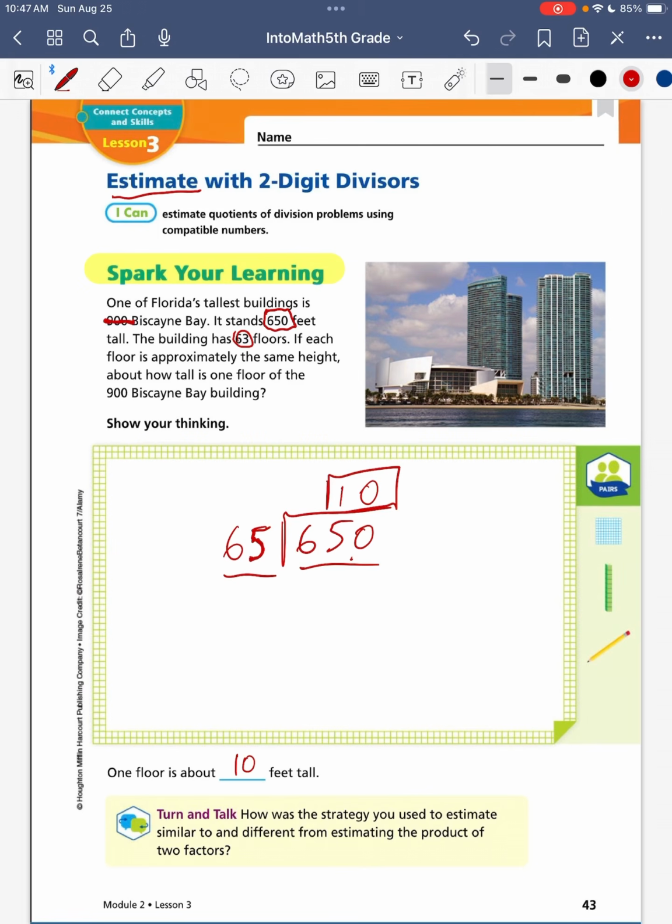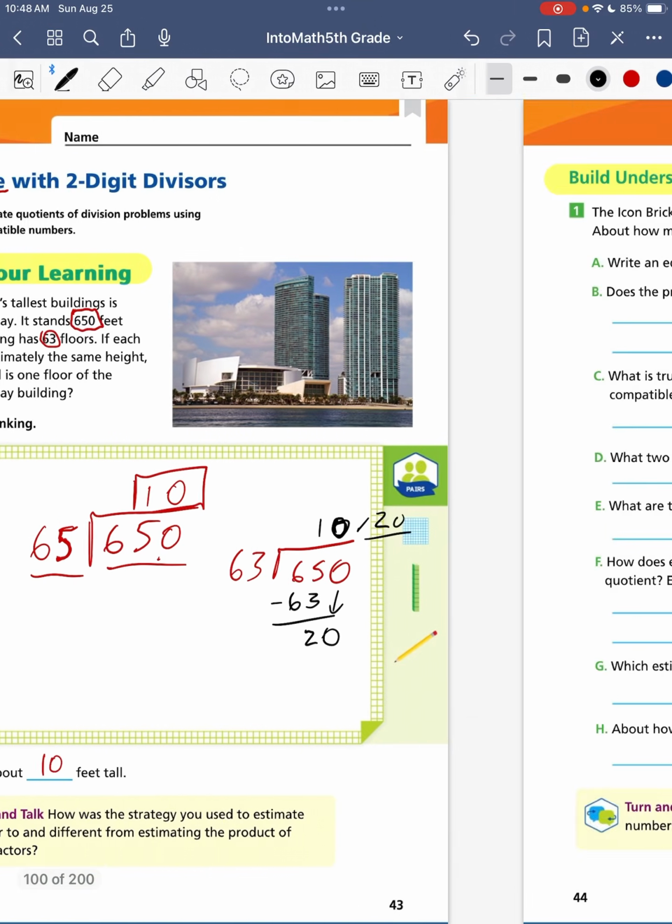Other ways in which we could model this is if we really wanted to divide 650 by 63, which we do not need to do for this particular lesson. We know that 63 can go into 65 one time. Minus 63 leaves us with a 2, carry down our 0. 63 can't evenly go into 20, so we'll say 0 times and have a remainder of 20. This estimates to about each floor is approximately 10 feet tall.